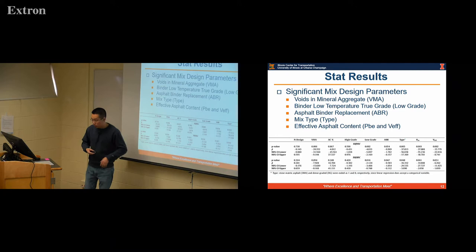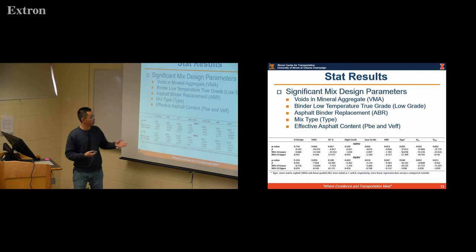So I'll show the statistical analysis results. We found five significant mixed design parameters that have a huge impact on the aging rate. The first one is the voids in mineral aggregate, also known as VMA. The second one is the binder low temperature true grade. It's not the PG grade. Here we talk about the true grade based on the BBR results. The third one is the asphalt binder replacement. The fourth one is the mixed type, which we refer to as SMA or dense graded mixes. The fifth one is the effective asphalt content.